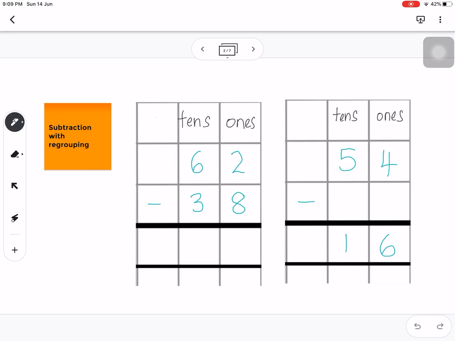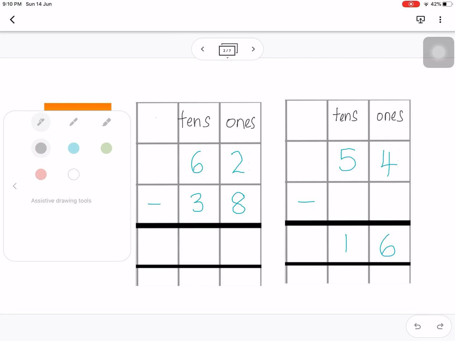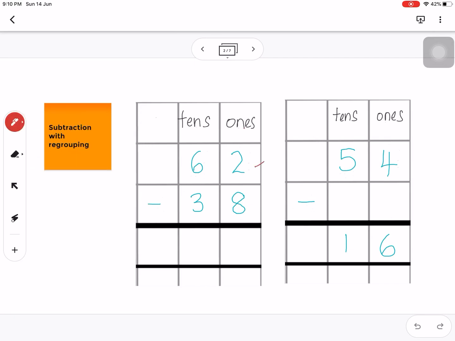Now I'll give you two different types of questions here. 62 minus 38 equals how many? So we want to find the missing number here. Start from 2 minus 8. 2 cannot minus 8 because 2 is smaller than 8. When 2 cannot minus 8, you cannot use 8 to minus back the 2. This is the wrong strategy, wrong method.